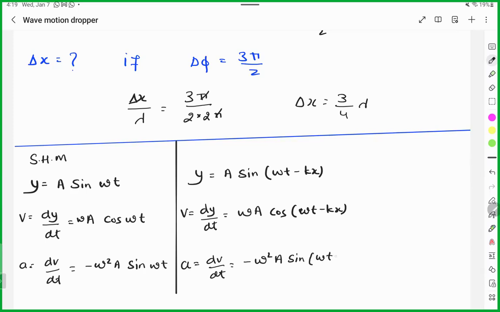Tell me, guys, any doubt? Yes or no? Any doubt, guys? Understood? Same equation. Differentiation of sine is cos. Differentiation of cos is minus sine. Remember this rule.